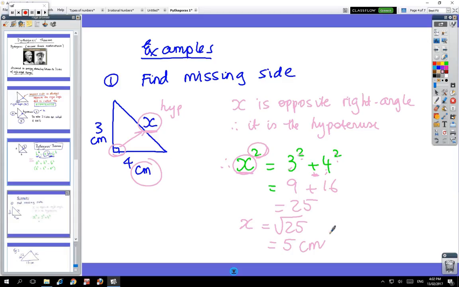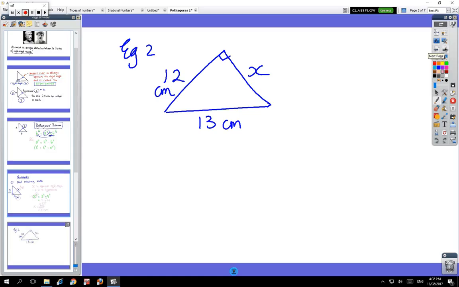Okay, so let's look at another example. First step, look for the right angle. The side opposite is the hypotenuse. Now this time there's a number on the hypotenuse, so we're going to subtract. So this is like having the A or the B this time. It doesn't matter which, it's the other side that's missing.